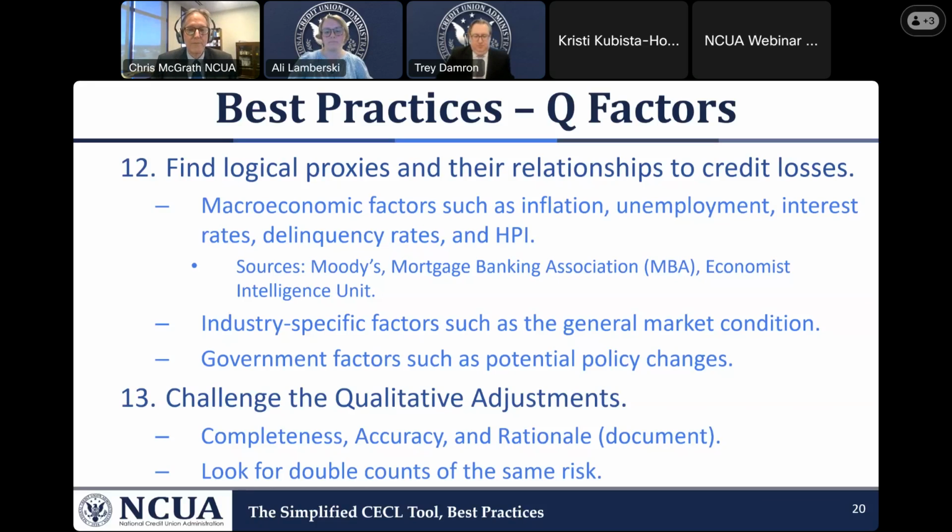And for number 13, qualitative adjustments should capture any missing risk that is not in the quantitative credit loss estimate. These adjustments should be backed up by trend analysis, back testing, or benchmarking. These are valuable exercises to verify the validity of the Q factors. The accuracy of the adjustment should be well documented and supported by evidence when possible.